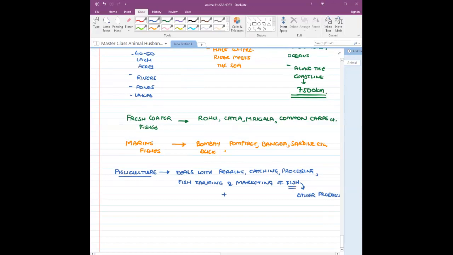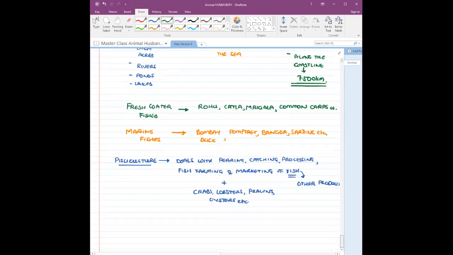Along with that, we also have your shellfishes. We have crabs, lobsters, and prawns, all of which are cultured. Oysters and so on, everything is included here. But now let's say we want to start a fishery. You have some land in your possession and you want to start a fishery there. So how is this really going to move ahead?